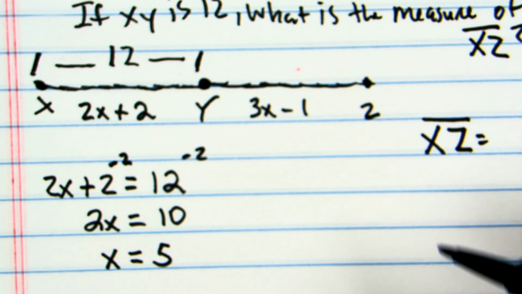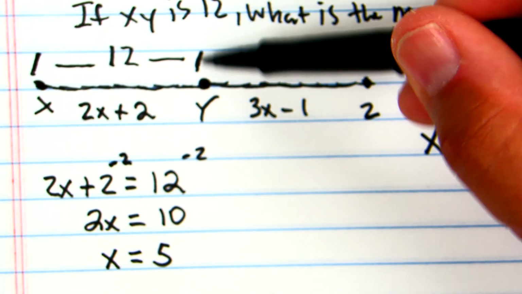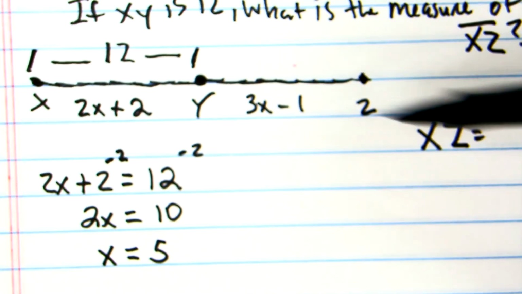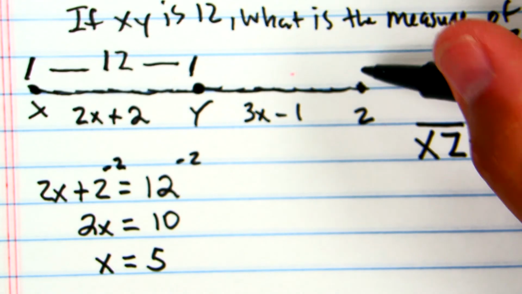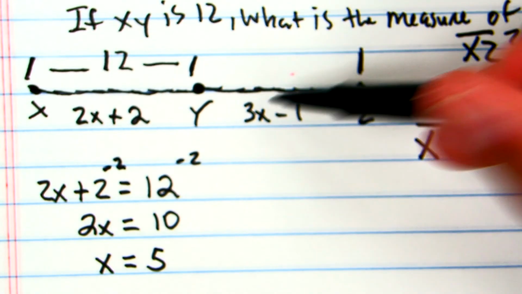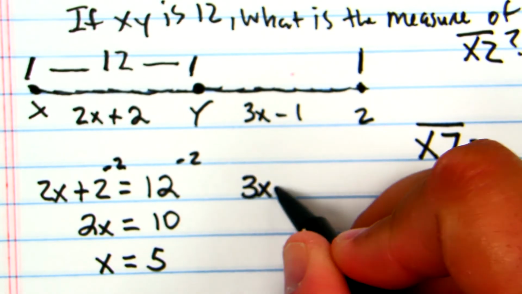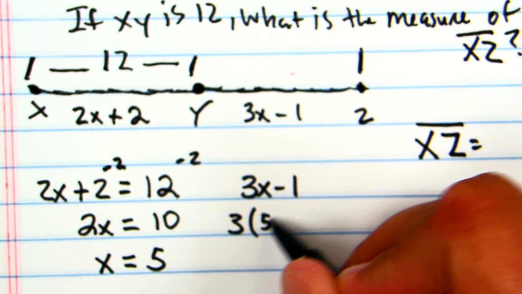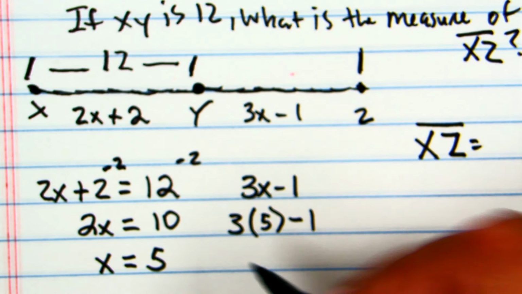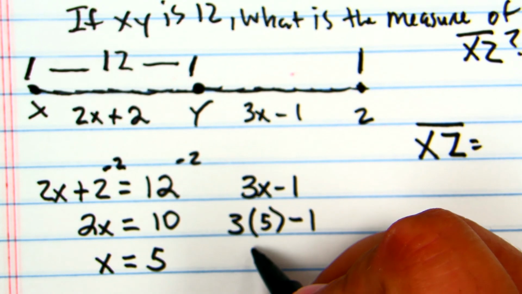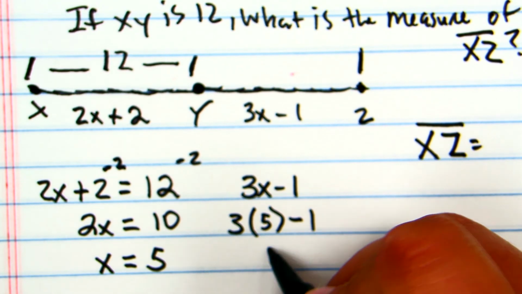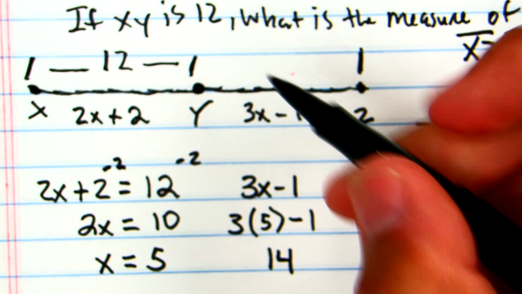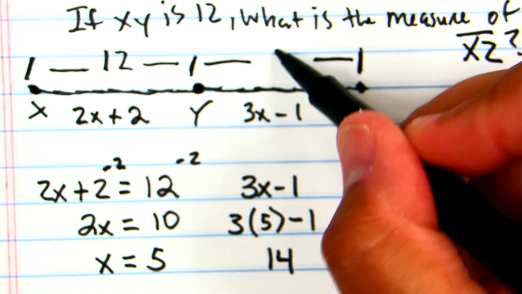Now I need to know how far it is from Y to Z. That way I can find out the whole length. So what I'm going to do, where this segment is 3x minus 1, I'm going to substitute in for the x of 5, because that's what I know x is equal to. Now it's just simple order of operations. 15 minus 1 is 14. So now from here to here is 14.